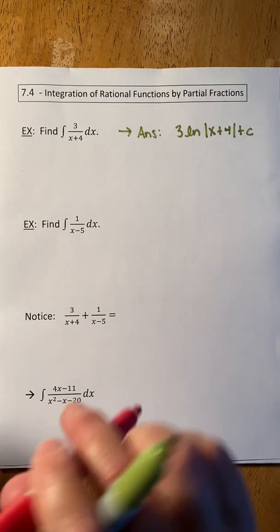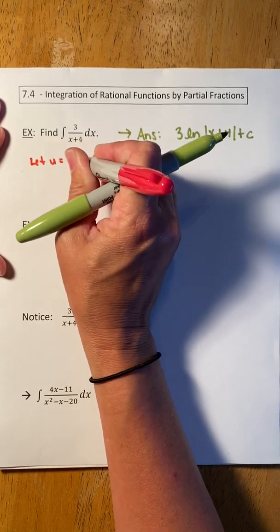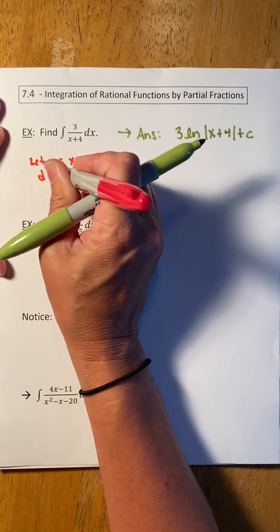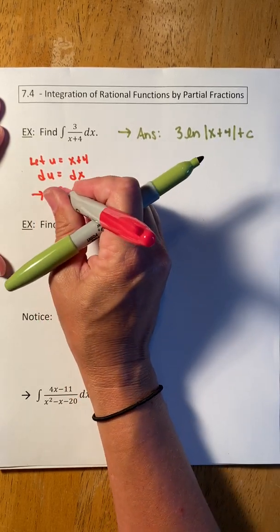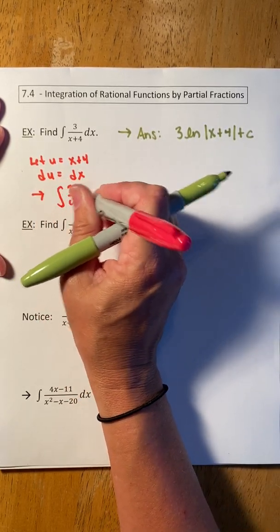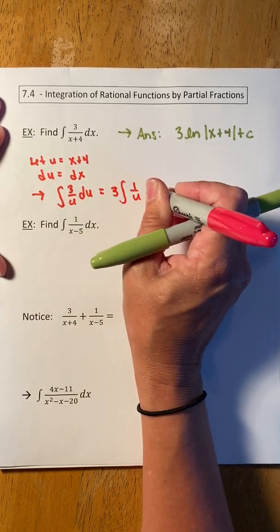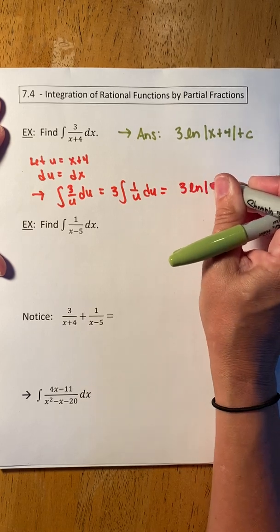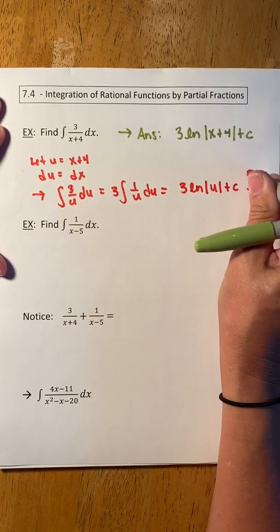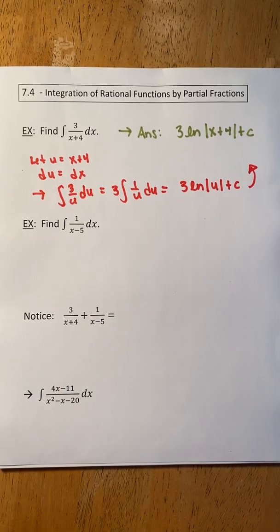Well, we could do u substitution. We let u equal x plus 4 and du equals just dx. So really what we're integrating is 3 over u du, which is 3 times the integral of 1 over u du, which would be 3 times the natural log of the absolute value of u plus c, which in turn, when we resubstitute and replace the x's, we get 3 times the natural log of the absolute value of x plus 4 plus c.